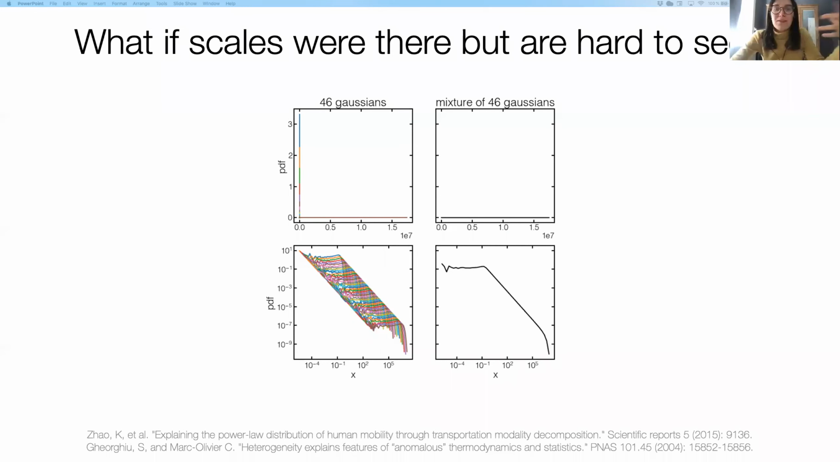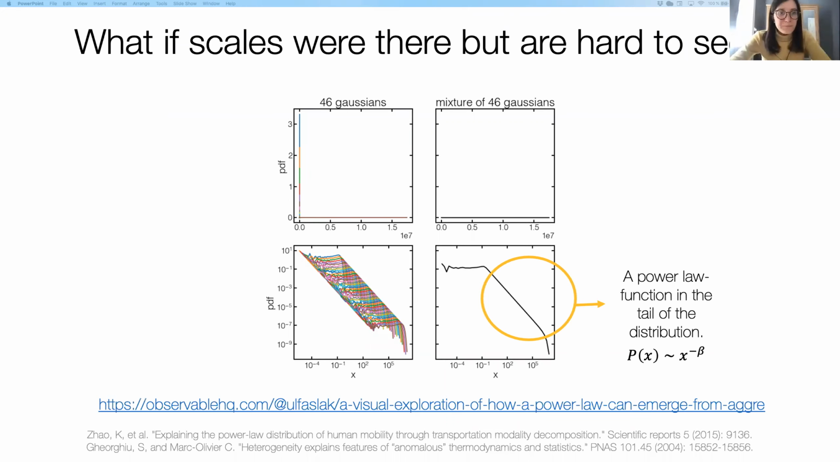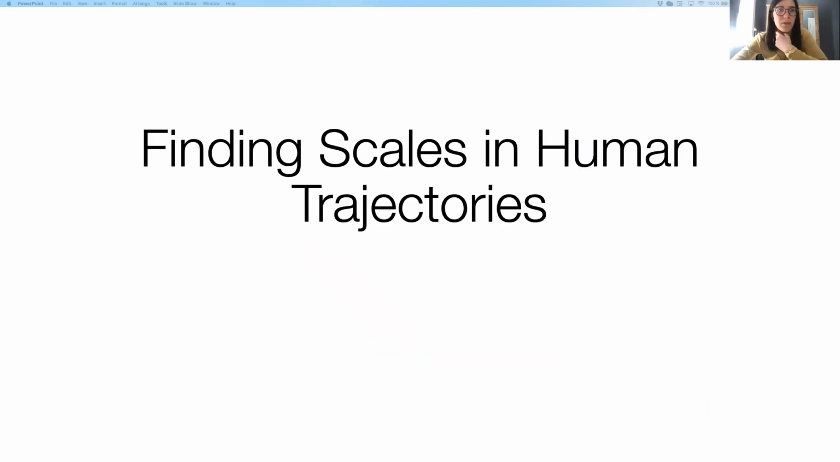And our hypothesis is that this could also be what happens with human mobility. We have so many scales. We travel within buildings, neighborhoods, cities, and regions that we don't see these scales. We only see power laws. Yes, so this distribution has a power law function in the tail. And we have even shown, we have some nice visualizations of how this happens. These are interactive. You can explore them.